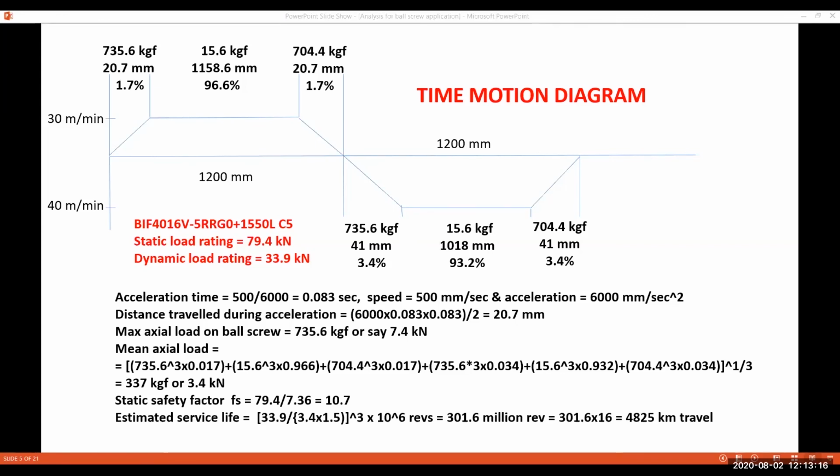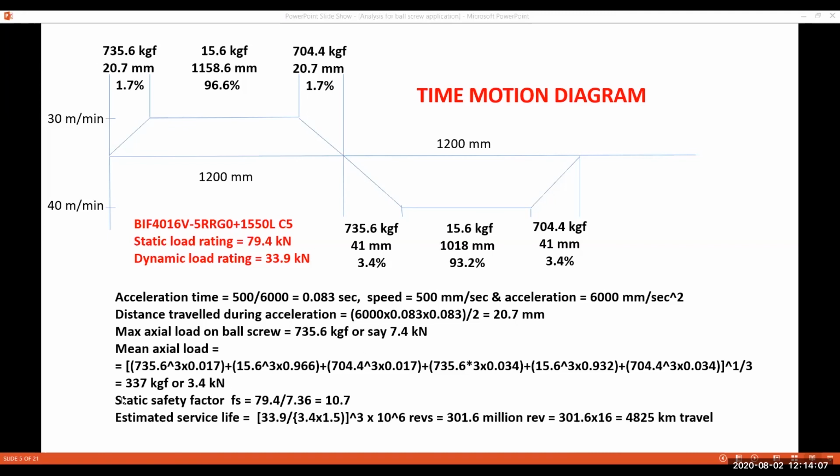Now that we have calculated this, we calculate the mean axial load. How do we calculate the mean axial load? It equals the cube root of 735 cubed into 0.017, that is 1.7%, plus 15.6 cubed into 0.966, plus 704 cubed into 0.017, plus 735.6 cubed into 0.034, and so on and so forth. The cube root of the whole thing is 3.37 kilonewton. The maximum load, out of all this, is 735.6.